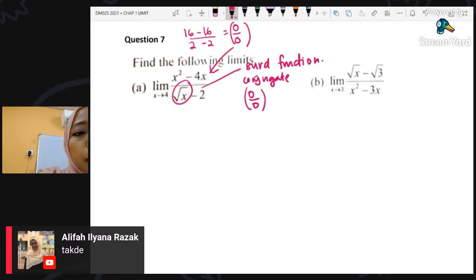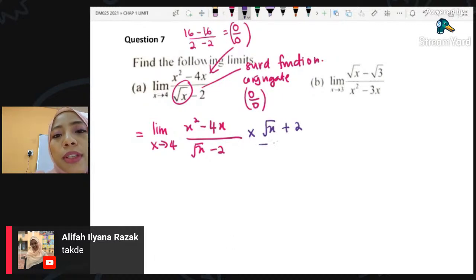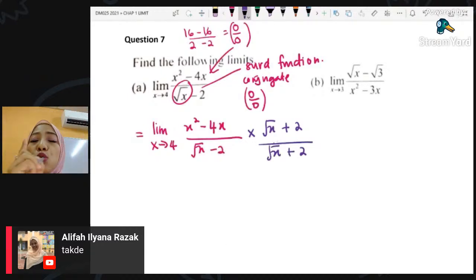So now, limit x approaching 4, x squared minus 4x over square root x minus 2. Okay, so now nak conjugate macam mana? Nak conjugate adalah ambil sahaja A ni, surd x. Tetapi negatif ni kena tukar jadi positif. Okay, top and bottom must be the same. Why? Meaning that this is equals to 1. So you don't change the question. Boleh tak kita multiply apa-apa dengan 1? Boleh. Tapi 1 tu apa? 1 tu adalah the function that is the conjugate of the other function yang kita nak selesaikan ni. Okay?